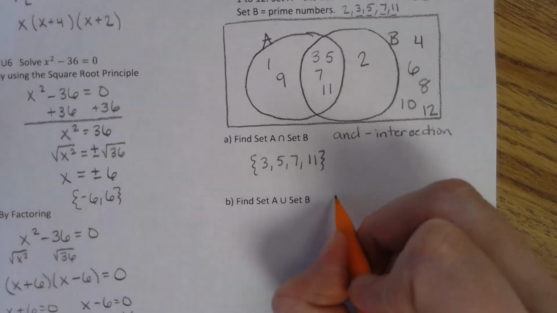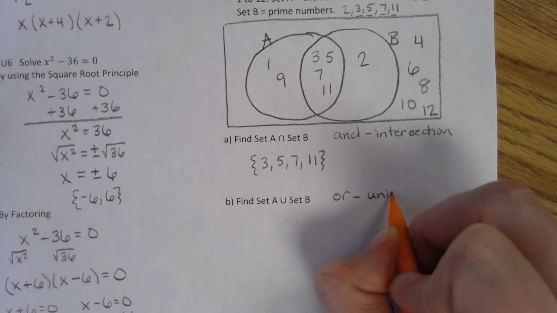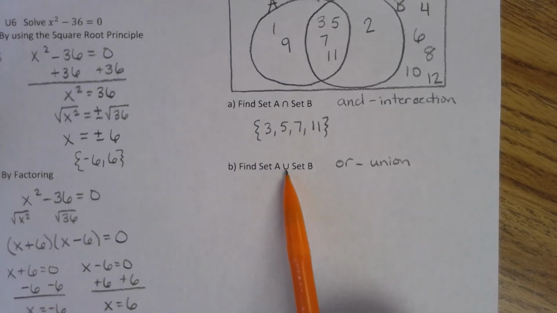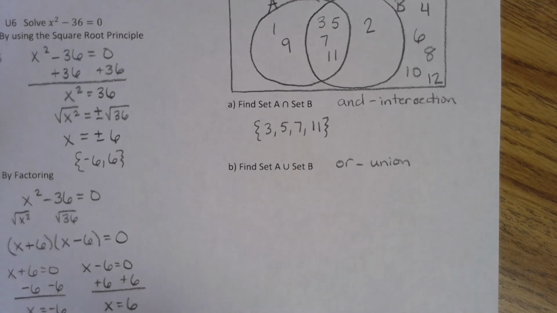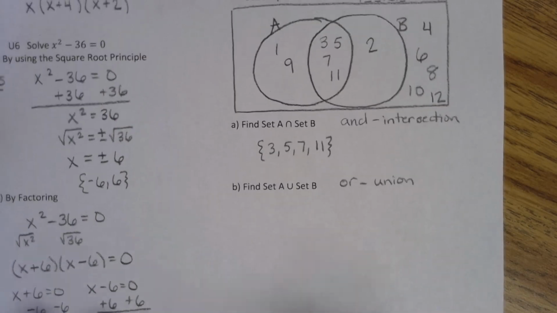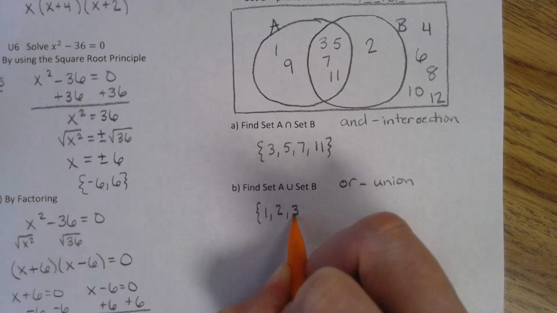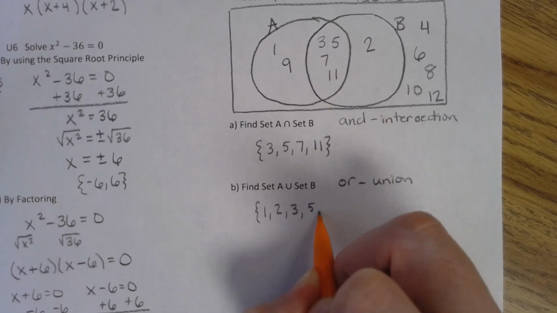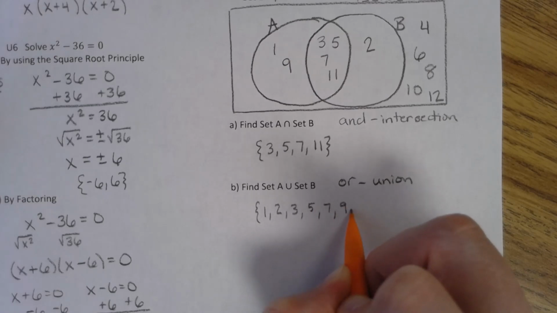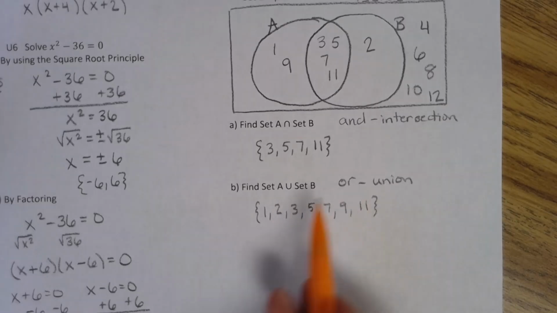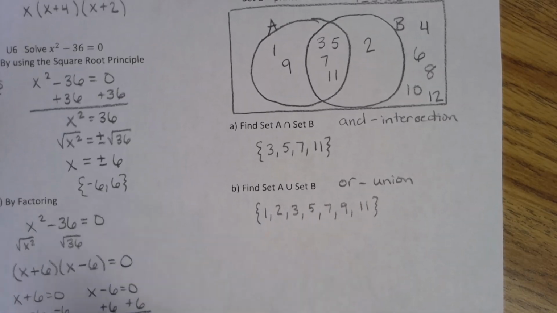So this symbol stands for or, union. So we want it to be in set A or B. Unite them, marry them, union all together. So we want to list them again, least to greatest. 1, 2, 3, 5, 7, 9, 11. Union stands for or. These are the numbers that are in set A or B. Unite them together.